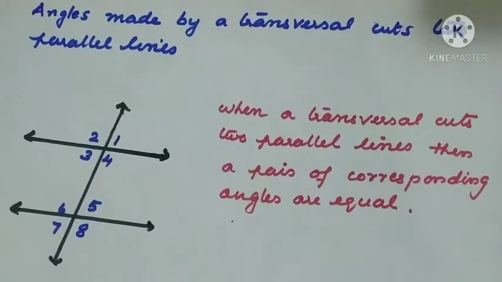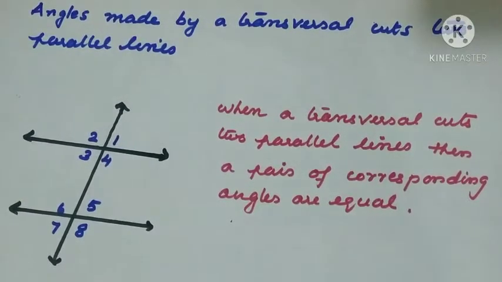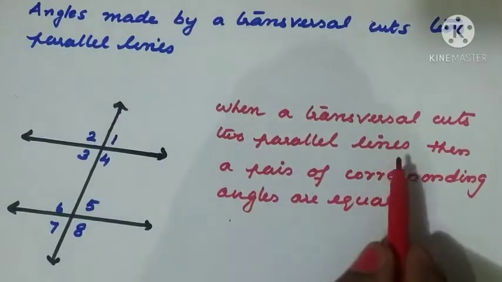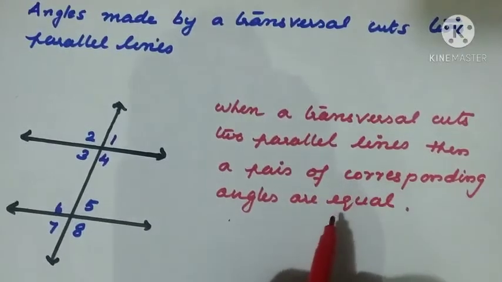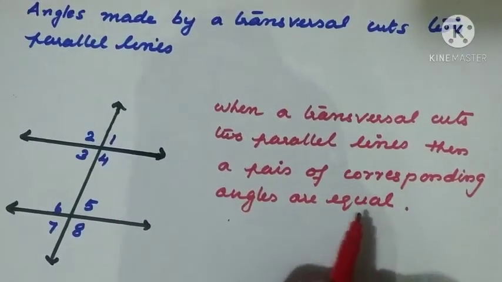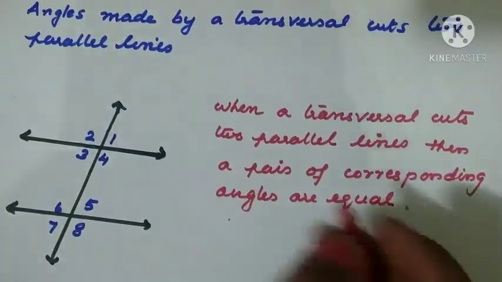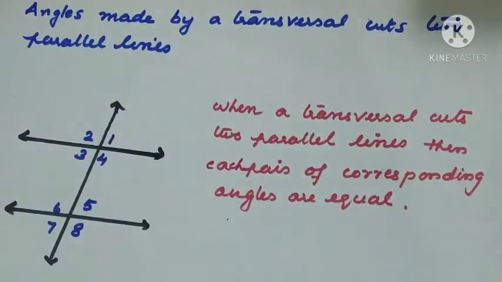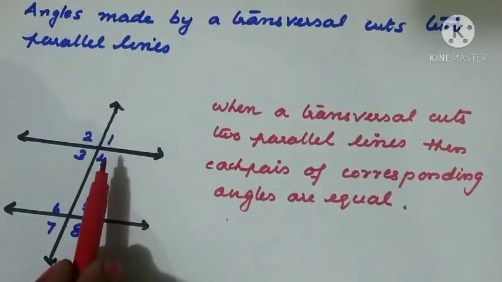Next topic, angles made by a transversal cut by two parallel lines. Last time we saw that for any two lines we get this many angles. Now when the lines happen to be parallel, what properties are followed by the angles? When a transversal cuts two parallel lines, each pair of corresponding angles is equal. We should write: each pair of corresponding angles is equal. Now identify the corresponding angles.